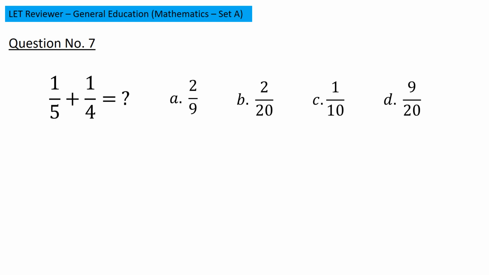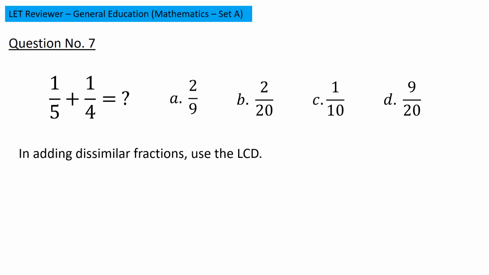Question number 7. 1 over 5 plus 1 over 4 is equal to A. 2 over 9, B. 2 over 20, C. 1 over 10, or D. 9 over 20. Now, in adding the similar fractions, we should use the LCD. Pag sinabi nating dissimilar fractions, these are fractions with different denominators. So, nakikita natin 1 over 5 at 1 over 4, magkaiba ang kanilang denominators. So, in adding dissimilar fractions, kailangan daw gamitan ng LCD or least common denominator.